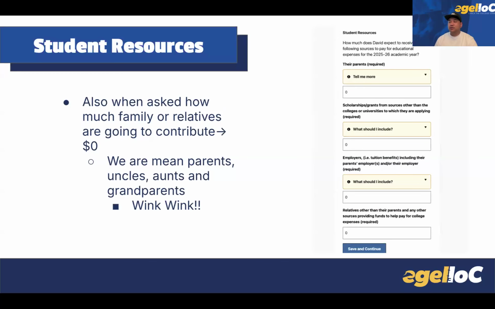And they also ask about student resources when it comes to how much mom and dad are going to help me out, how many other scholarships we have gotten, do I have any employers that are going to help with tuition, and are other relatives going to be helping pay for college. Now, the truth is that maybe grandma and grandpa got a little something tucked away for you. But in this situation, I want us to be mean parents, mean uncles, mean aunts, and mean grandparents. So again, read between the lines here. We don't want to be nice in this situation. We don't want to tell them that we're going to be helping our student out.